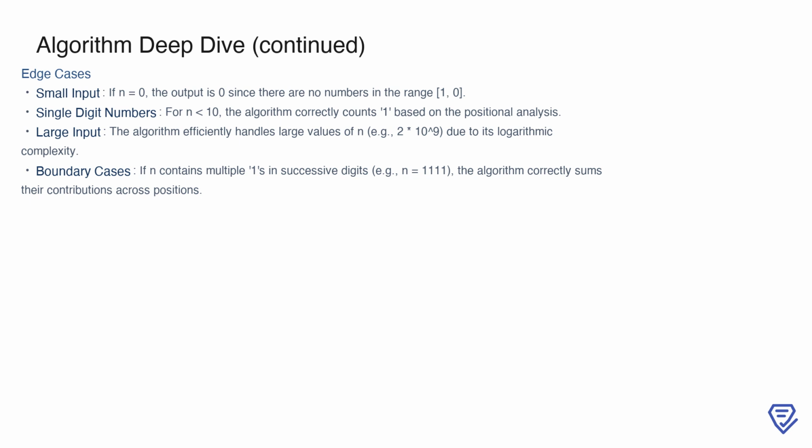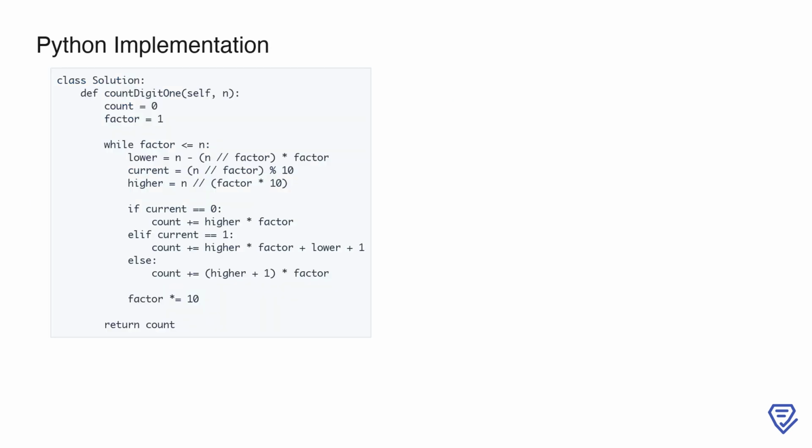Boundary cases, like when n contains multiple ones in successive digits such as 1111, are handled seamlessly by summing the contributions of 1 in each positional place value. These considerations ensure the algorithm is robust, efficient, and accurate across all possible input ranges. This Python code efficiently counts the number of times the digit 1 appears in all numbers from 1 to n. The solution avoids a brute force approach by leveraging mathematical analysis.